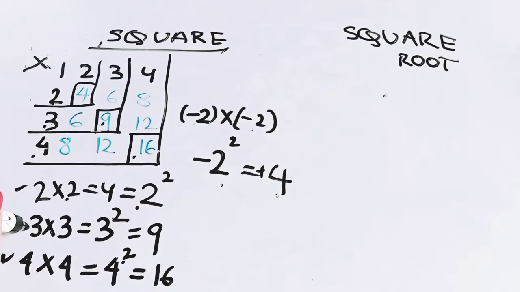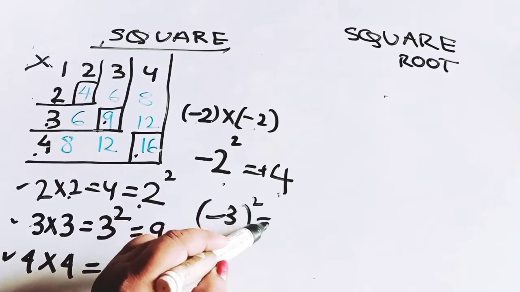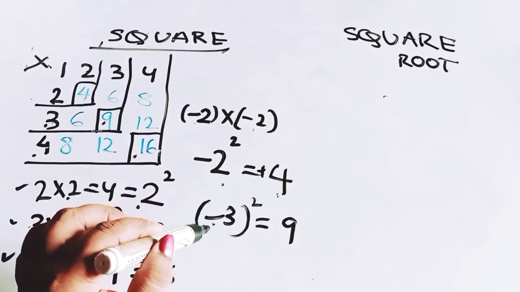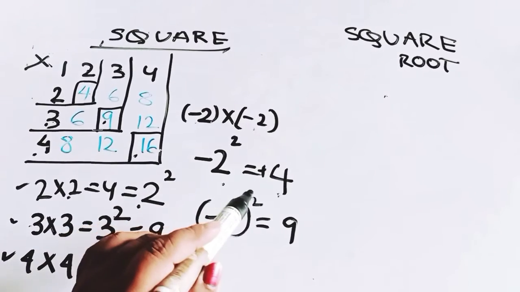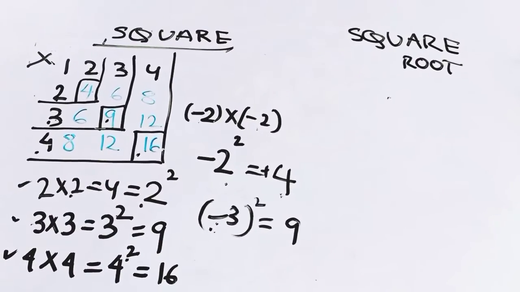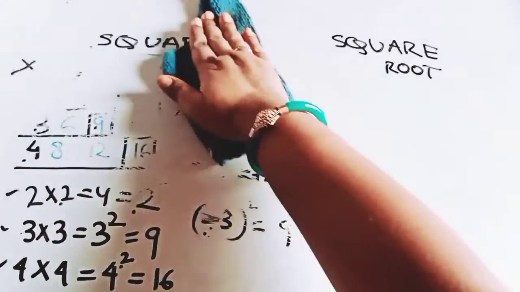Similarly, we can do in the case of 3 also. Like minus 3 square means 9. Why? Because minus 3 into minus 3 is equal to plus 9. Multiplication of minus and minus will make it plus. This is the way how square is being formed. I believe square is very simple to understand.